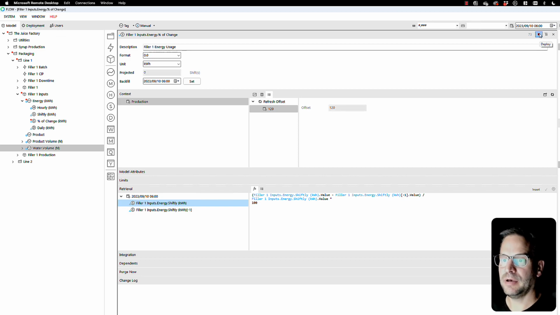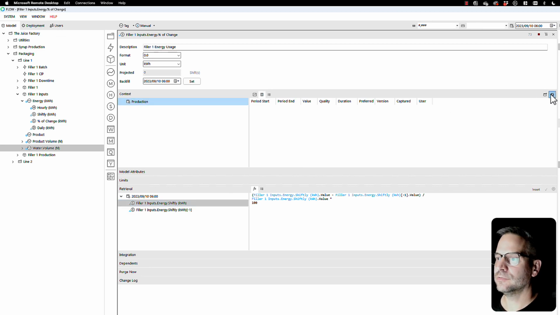So a positive number indicates that I'm using more energy than I did in the previous shift, and a negative number is going to indicate that I'm using less energy than I have done in a previous shift. We'll take a look at the values. Flow is currently calculating them, backfilling 2 weeks. Give the engine a second to catch up.